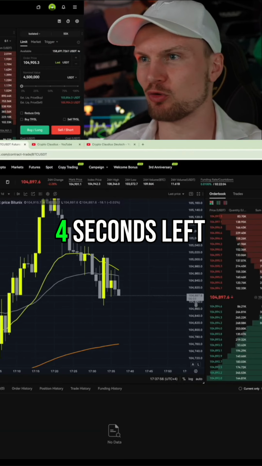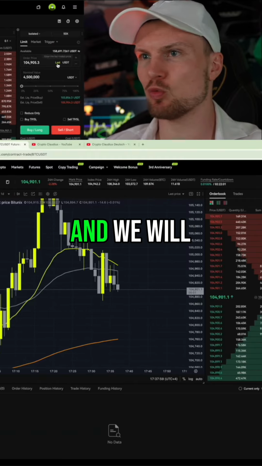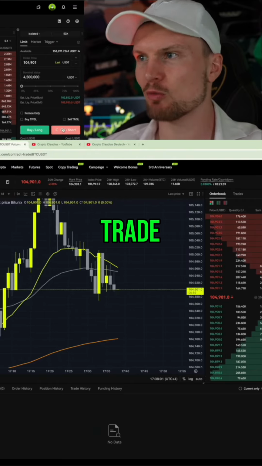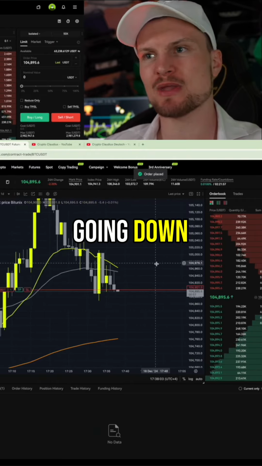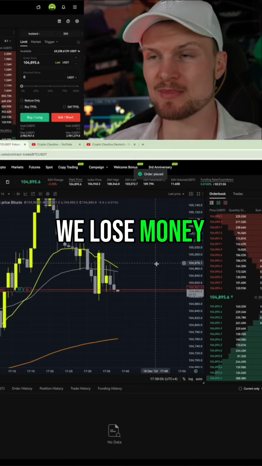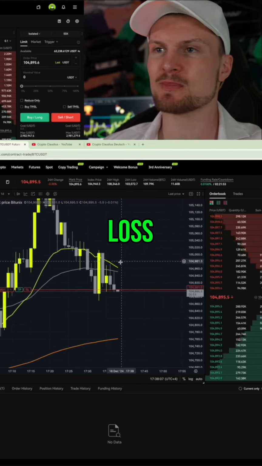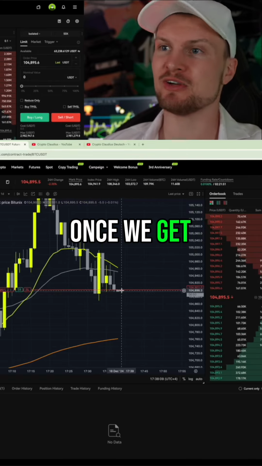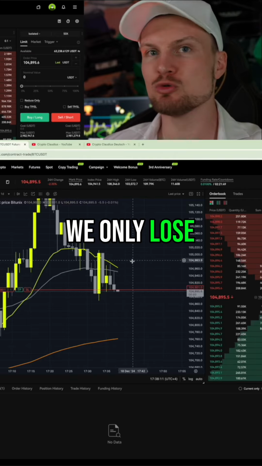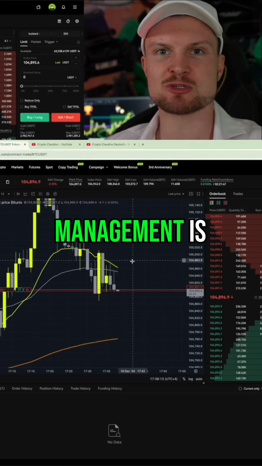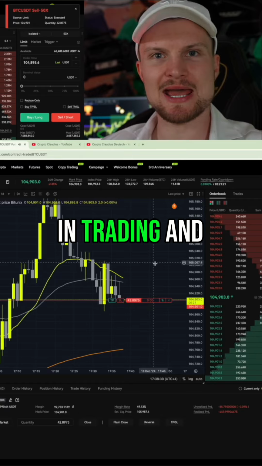Now we only have 4 seconds left, 3 seconds left, and we will enter our short trade, which means we bet on the price going down. If the price goes up, we lose money, but we will have a fixed stop loss, which means, for example, once we get filled on our order, we only lose a certain fixed amount because risk management is the most important thing in trading. And we are filled now.